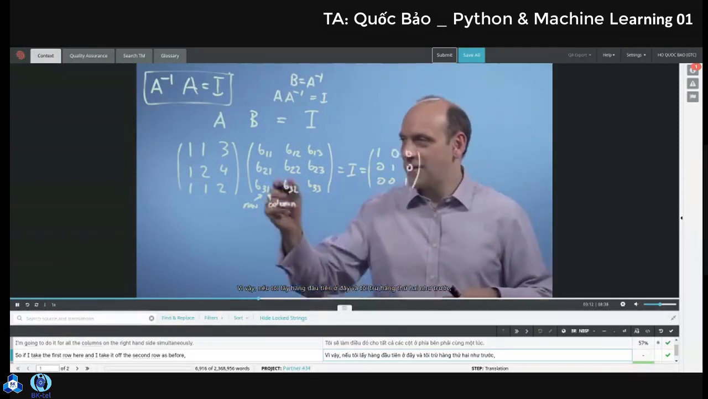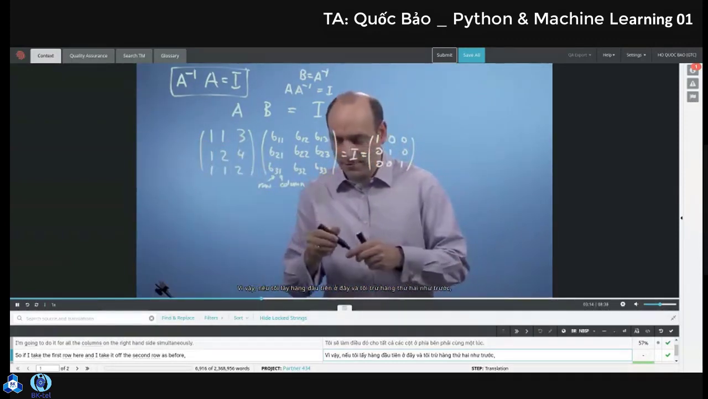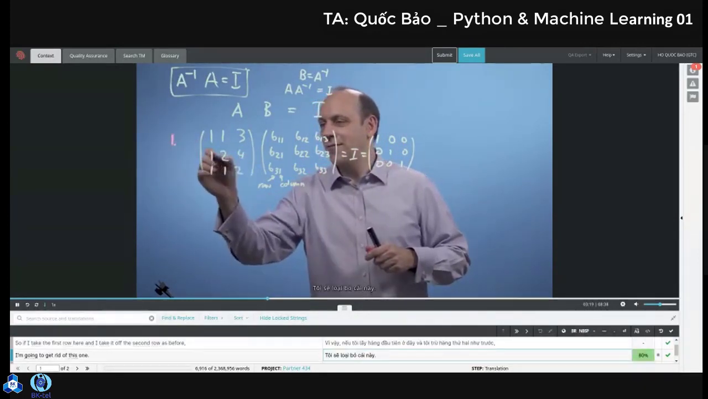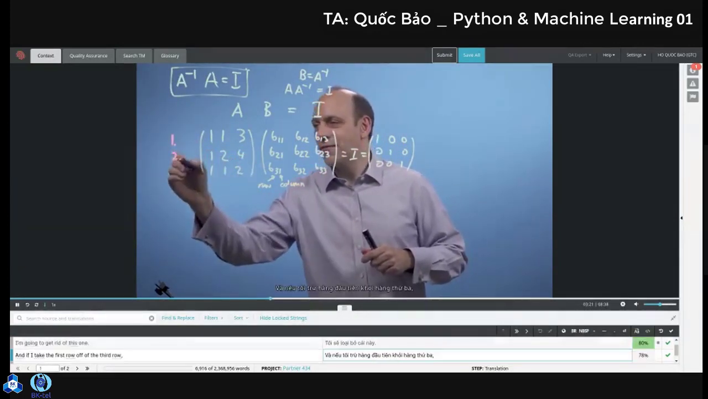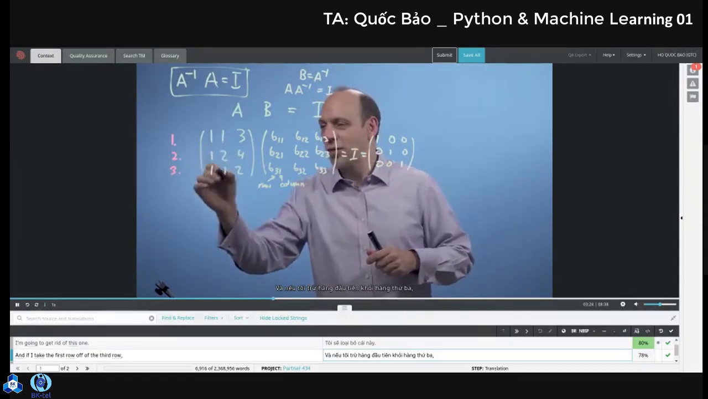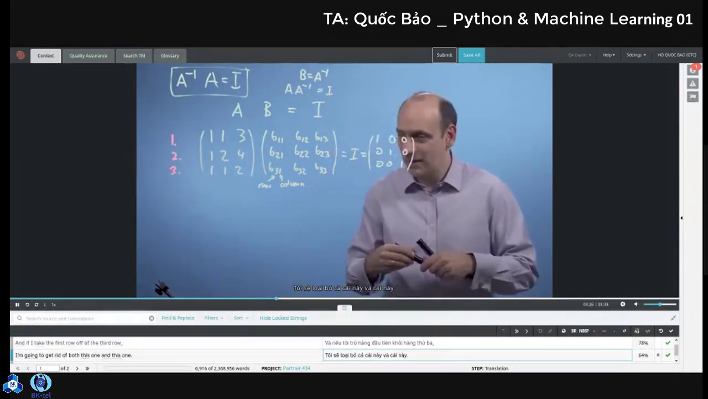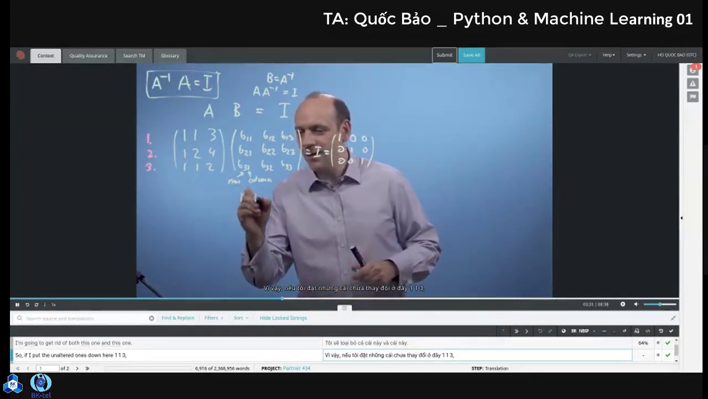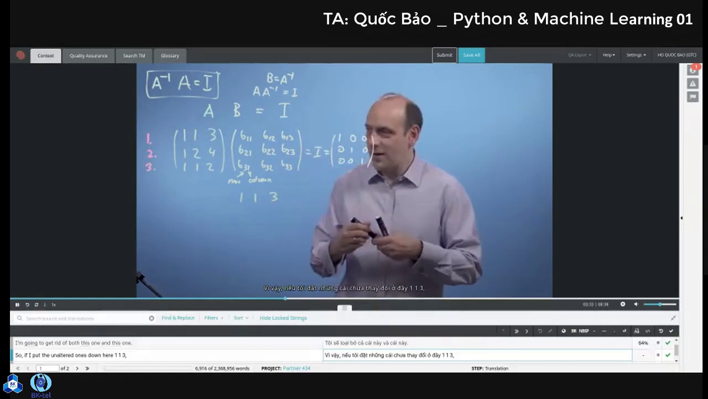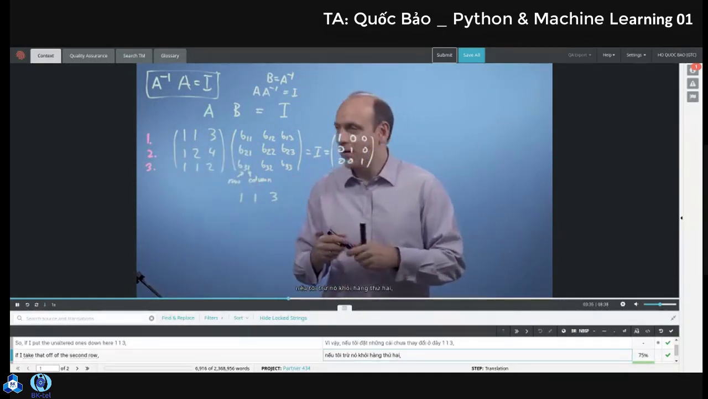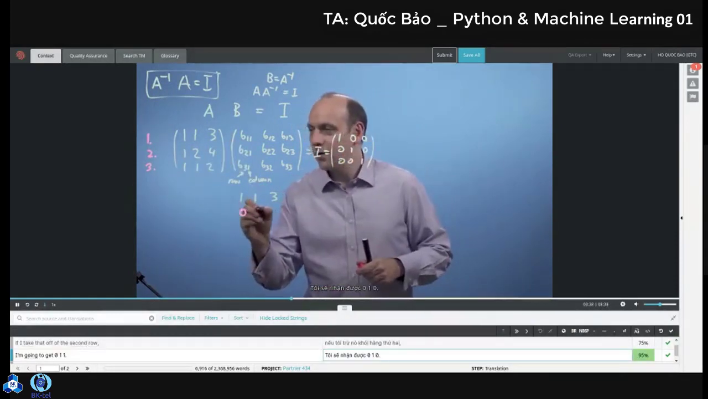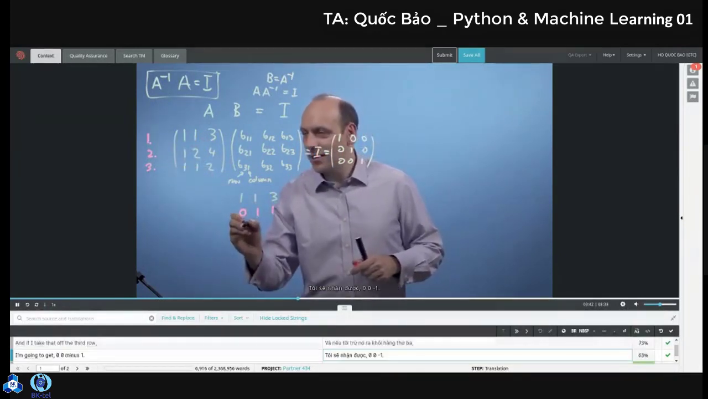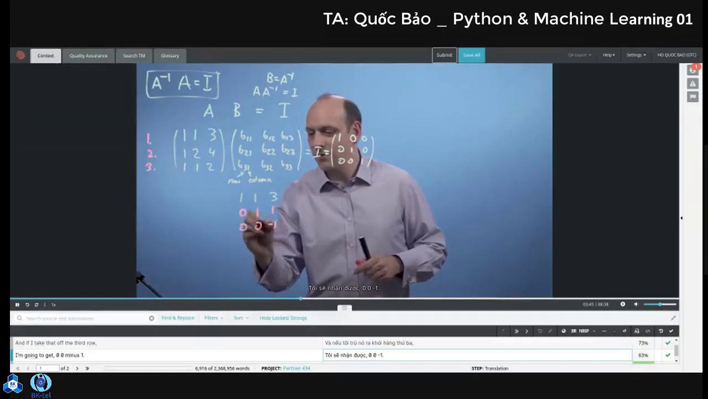So if I take the first row here and I take it off the second row as before, I'm going to get rid of this one. And if I take the first row off of the third row, I'm going to get rid of both this one and this one. So if I put the unaltered ones down here, 1, 1, 3. If I take that off of the second row, I'm going to get 0, 1, 1. And if I take that off the third row, I'm going to get 0, 0, minus 1.